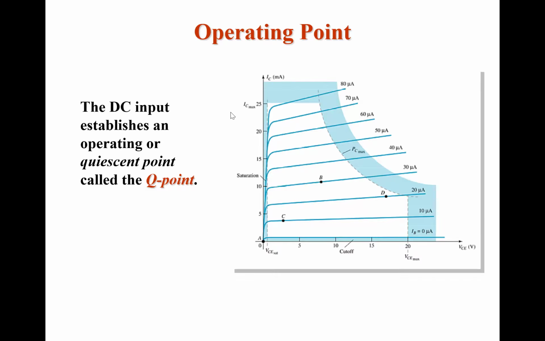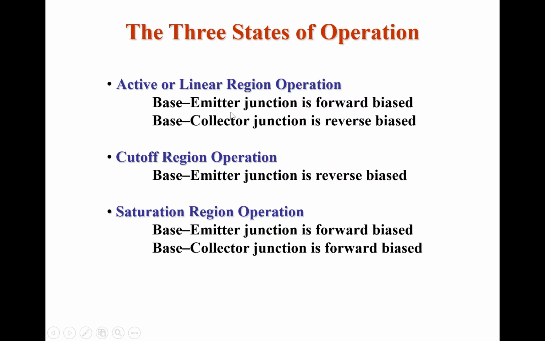Next, we move on to the topic of discussion. In the output characteristic of the CE configuration, we observe mainly three regions: one is the cutoff region, another is the active region, and the third is the saturation region. Let us see how these three regions are determined.